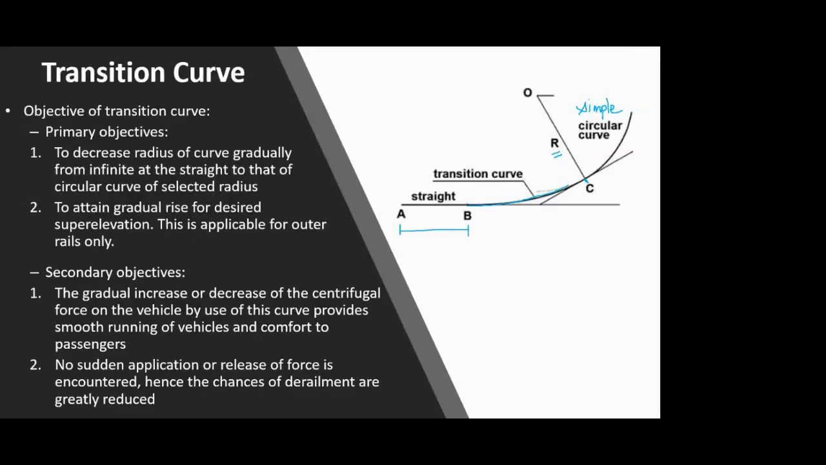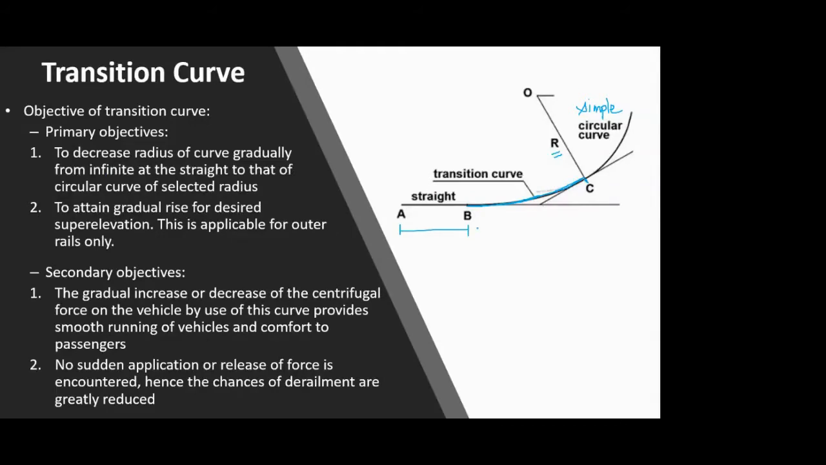Okay, now it's a bit magnified image, so now you can get the feel of the actual curve. It is straight for some portion, and then it goes on changing and transforms into an actual curve with radius R. So the primary objective of a transition curve is to decrease the radius of the curve gradually.